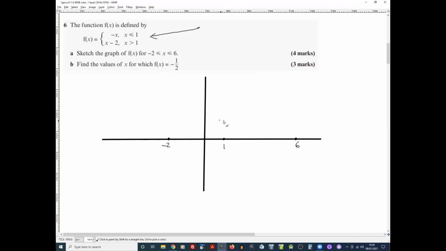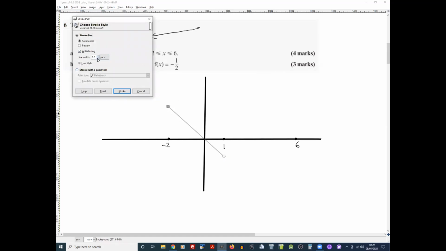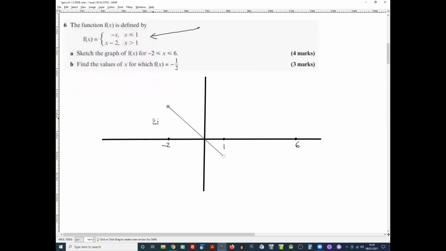Okay, so the first bit's just going to be a straight line towards the origin. Yes, it's going to go through the origin, isn't it? Going through the origin to 1. So hopefully a gradient plausibly like 1. Yeah, good. And then now I must make that a bit thinner. And then x - 2.